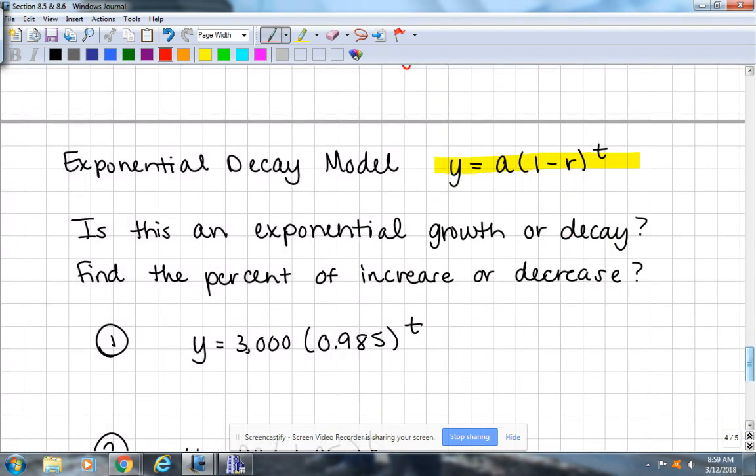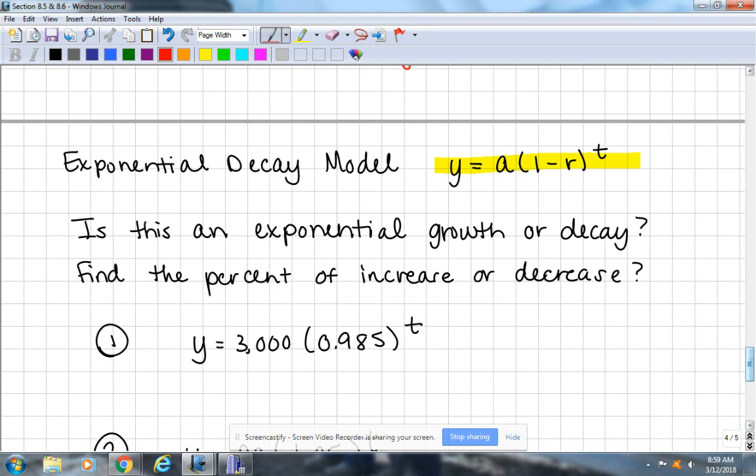All right, then we have the decay model, which is the exact same thing, except instead of 1 plus R, it's 1 minus R for a decay. A still talks about the initial amount or the starting amount. R is still your rate, which is a percentage converted to a decimal. Your T is still time. Only difference for decay is a minus because you're losing something. It's going down. It's decreasing. So growth, you're gaining, it's a plus. Decay, you're losing, it's subtraction.